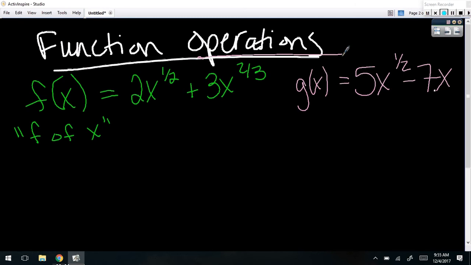Now, I said operations like multiplication, addition, and subtraction. We're not going to do division quite yet.